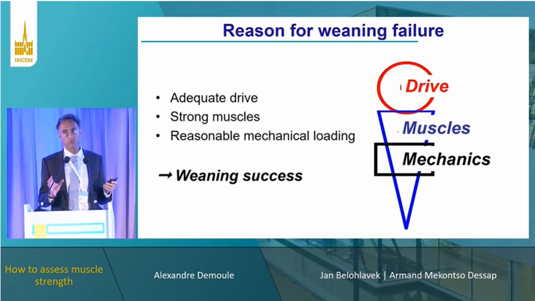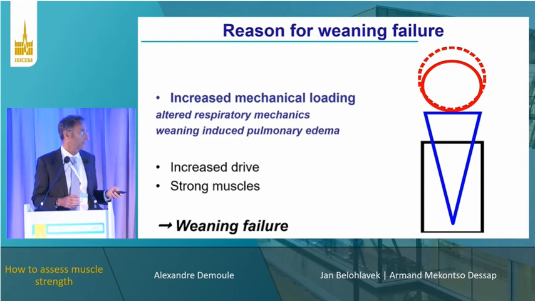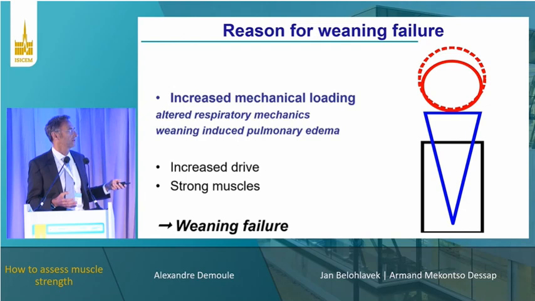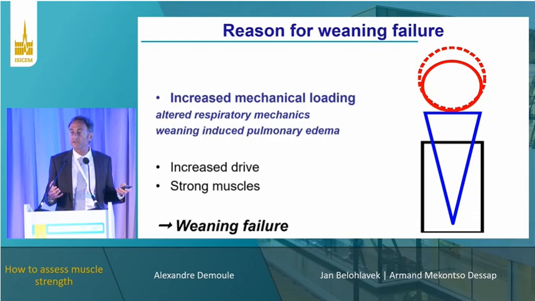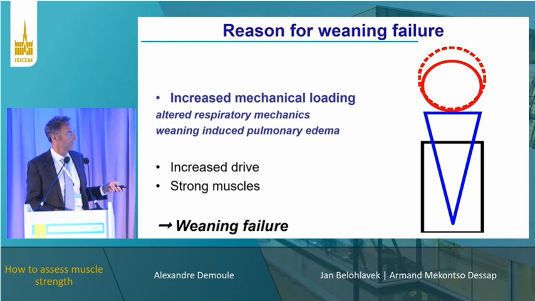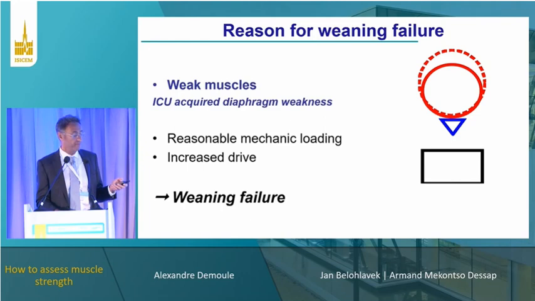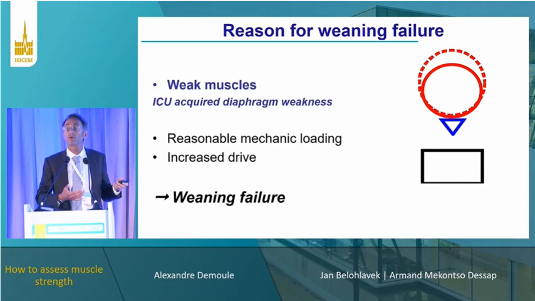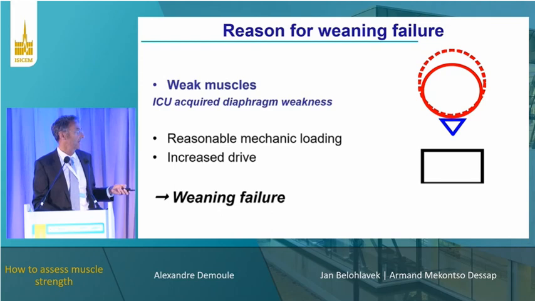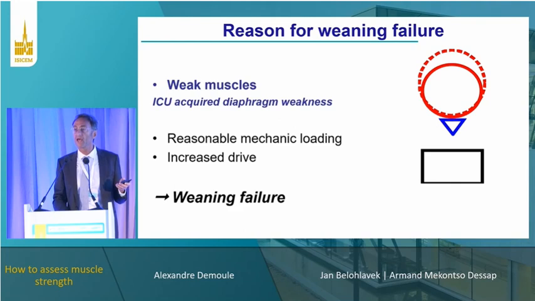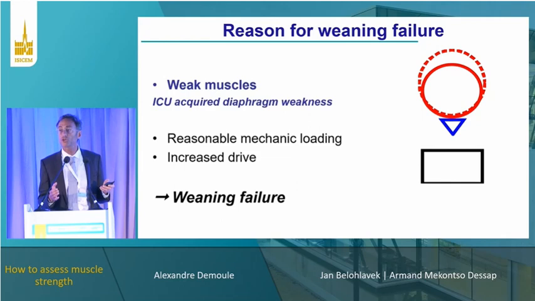If, for instance, there is increased mechanical loading, for instance, because of altered respiratory mechanics, let's say high resistance because of asthma, then weaning could fail because even with an increased drive and strong muscles, those muscles could not be able to compensate the increased mechanical loading. But if we have weak muscles, for instance, because the patient has been mechanically ventilated for 7 days, 10 days, there might be ICU-acquired diaphragm weakness. And then, even with a reasonable mechanical loading, there might be weaning failure. And it is in this case that we would like to assess the function and the strength of respiratory muscles.